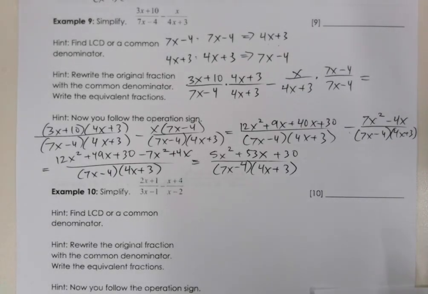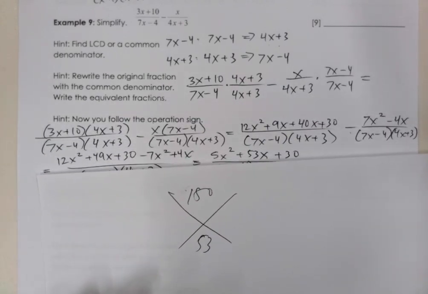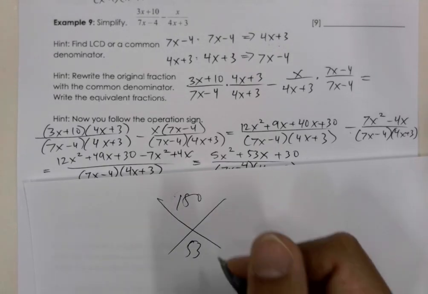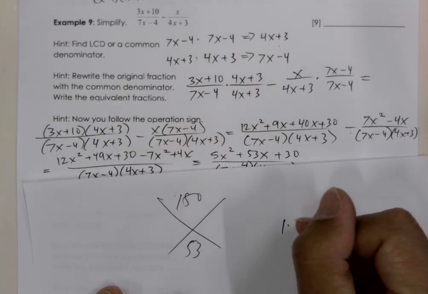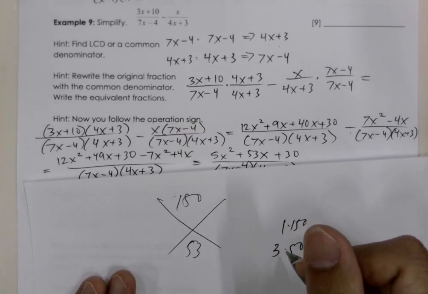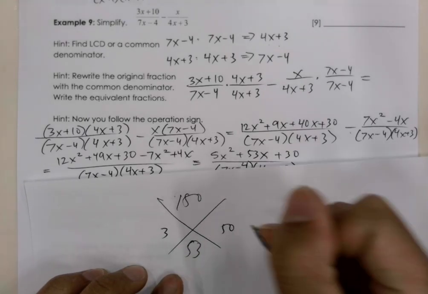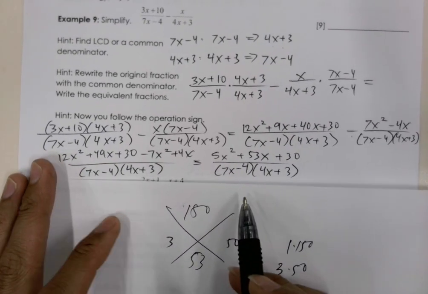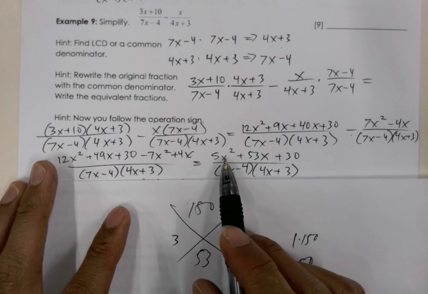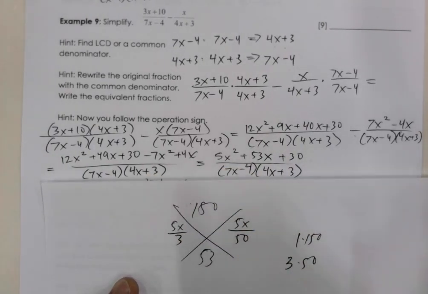Yeah, so they're going to have to multiply to 150 and add up to 53. So 150 and 53, so it's 1 times 150, no. 3 times 50, that doesn't do it. Oh, it does do it, right? So we've got 3 times 50. So it's 3 and 50. But remember, we have a 5 here in our numerator, right? A 5, so we have to put a 5x in when we're factoring.